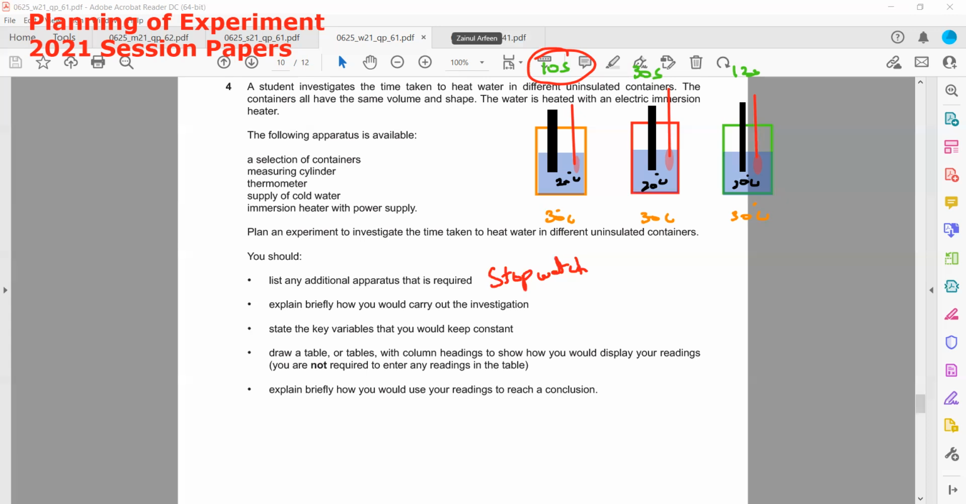So how will we carry out the experiment? We'll take an equal volume of water in different containers, or you can mention one and then repeat with the others. You can also mention it like this. We'll take, for example, 10 cm cube of water in the first container, record its initial temperature, and then switch on the heater and start the timer until it shows a 10-degree change in temperature. Then we'll repeat the experiment with the different types of containers.